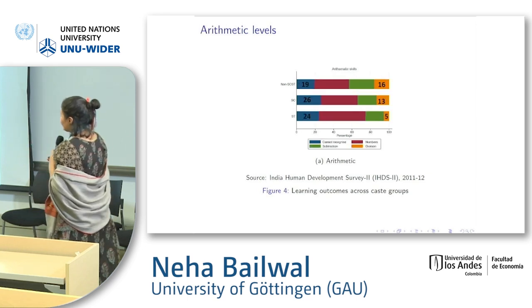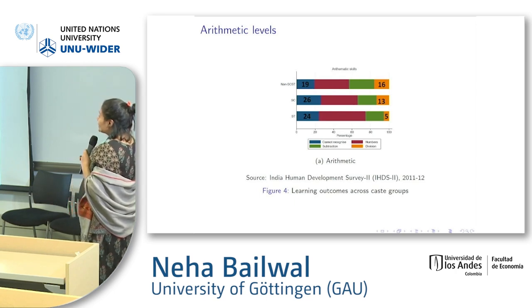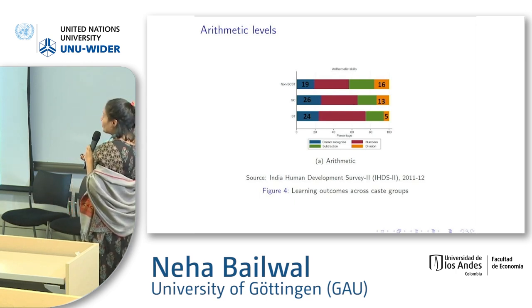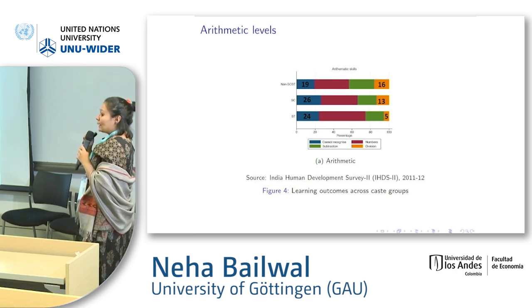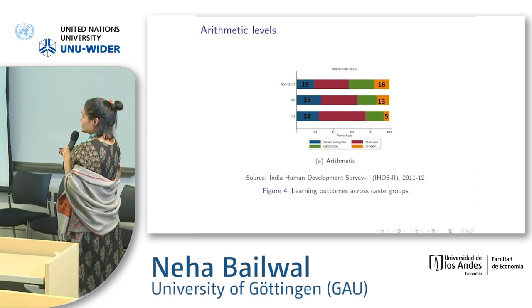If you look at the arithmetic skills, once again, we find that the SC and STs are overrepresented at the lower levels of learning. So the proportion of students who cannot recognize numbers is higher among those from SC and ST backgrounds compared to the non-SCST.